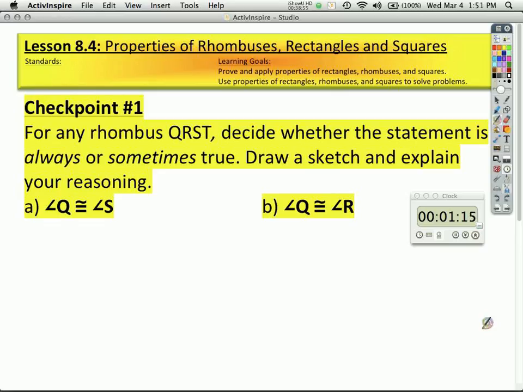So I apologize if it wasn't clear. The sketch should support your reasoning. The sketch that you're drawing for A should support your reasoning for A, and the sketch you draw for B should support your reasoning for B. So two different sketches to support the reasoning. Basically, your sketch should either prove or disprove something. Simple sketch, doesn't need to be complex.